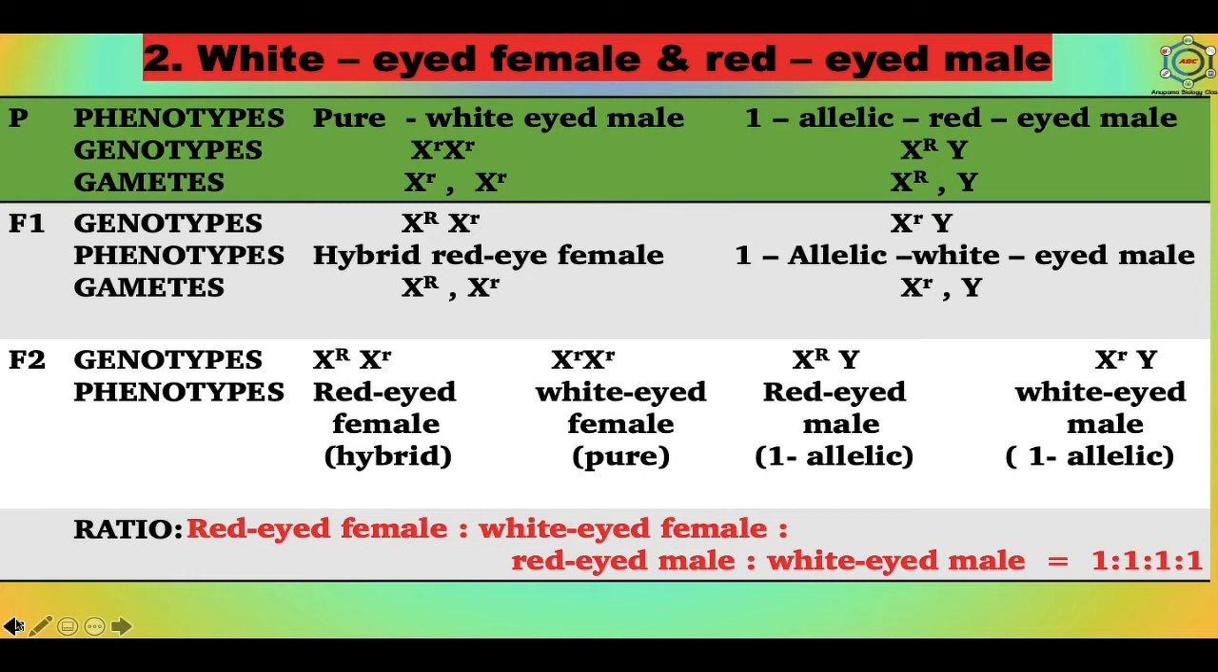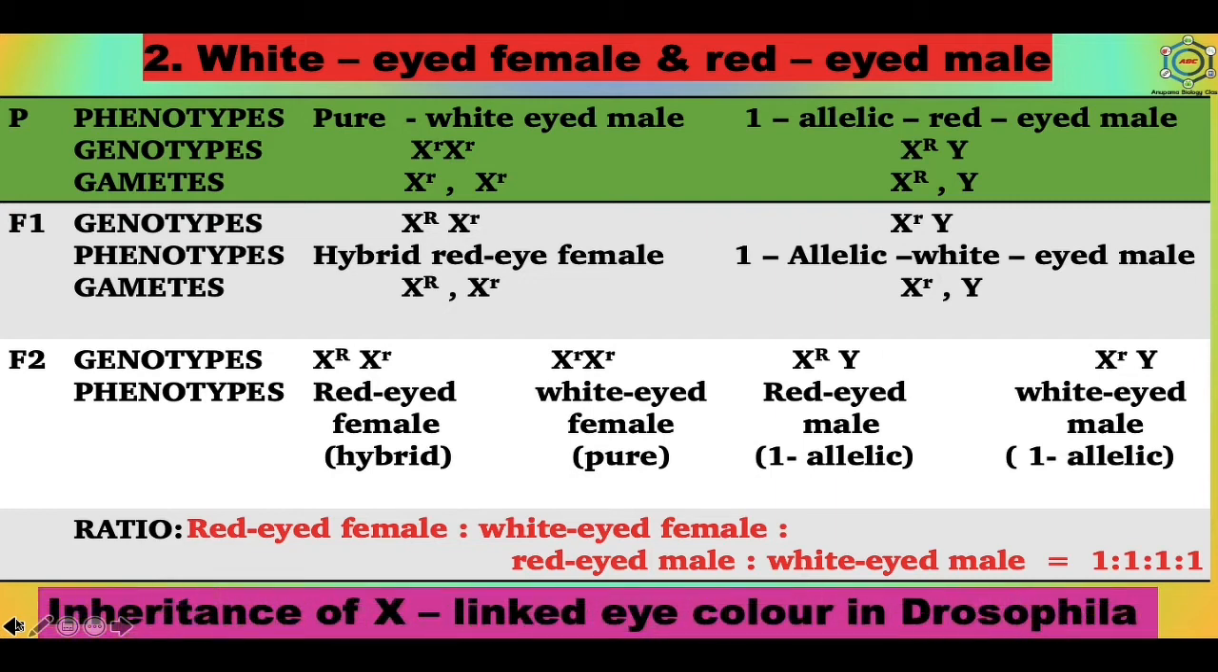So, it shows the pattern of inheritance of the eye color trait that exactly parallels the behavior of the X chromosomes carrying the alleles of the eye color genes, and this proves that the eye color genes lie in the X chromosome. So this is the inheritance of X-linked eye color in Drosophila, and it shows the ratio of 1:1:1:1.